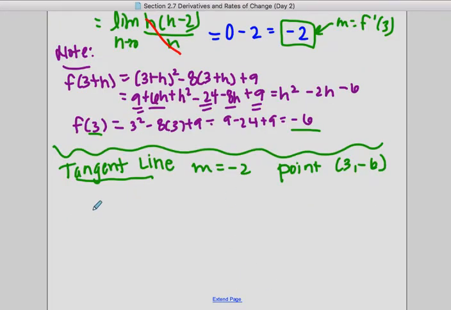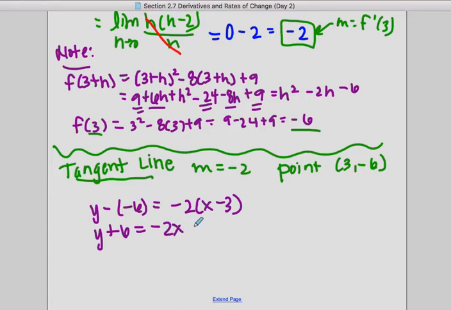And now from here, I just need to go ahead and plug it into point slope form. So it's y minus the y value. So y minus a negative 6 equals my slope, negative 2, x minus 3. Okay, this is y plus 6. Distribute your negative 2. That would be a positive 6. And then I would subtract 6 from both sides, so y is equal to negative 2x.